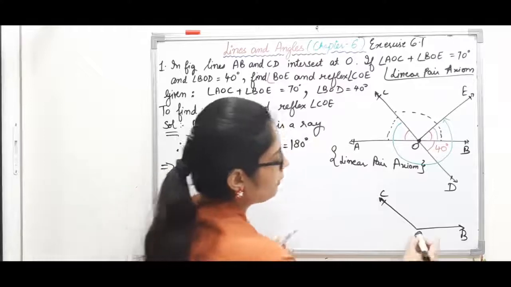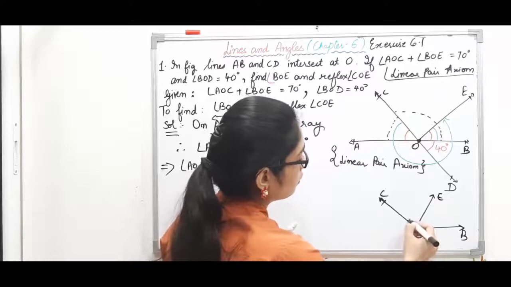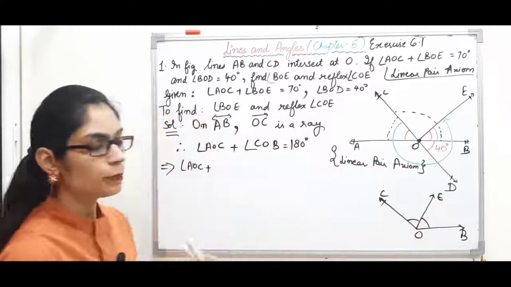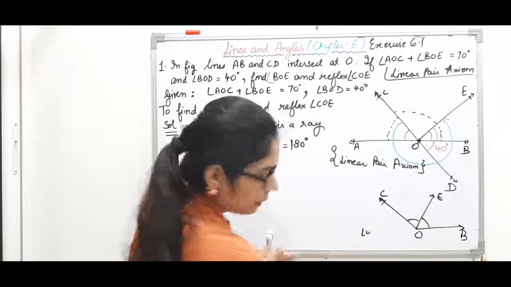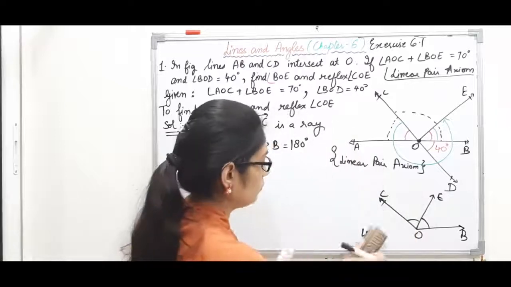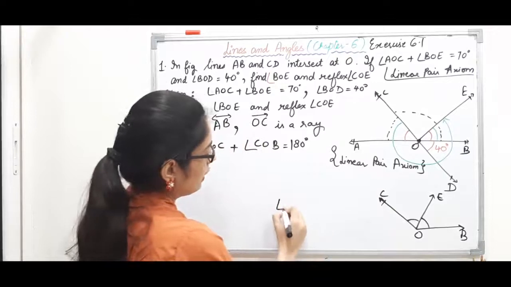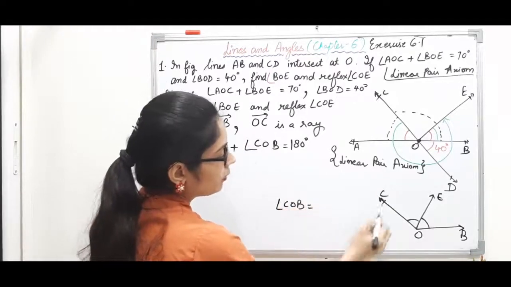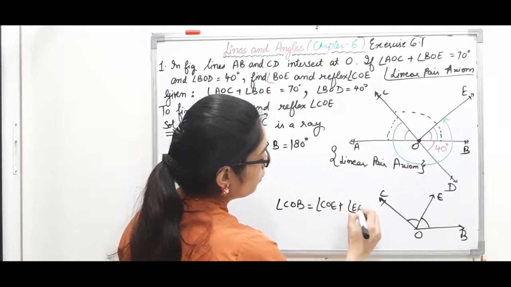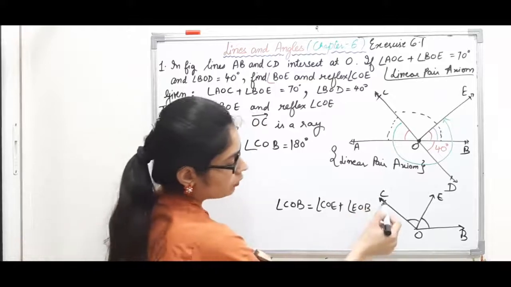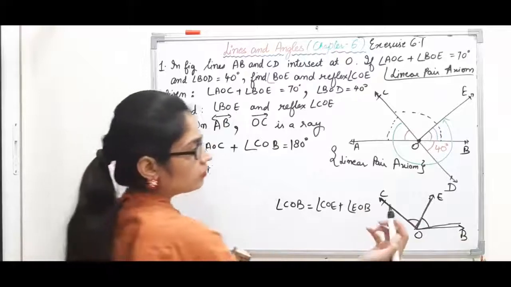In COB you can see one more ray is there, OE, and this is one angle and this is one angle. So I'll just break down COB now. You can see I can write angle COB is equal to angle COE plus angle EOB.